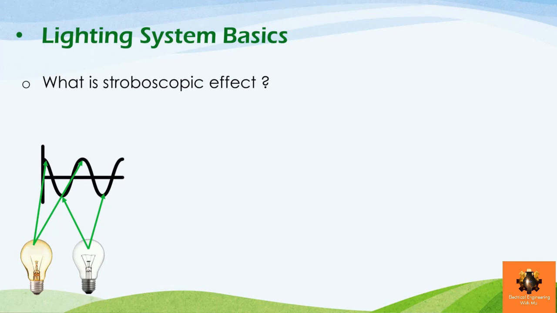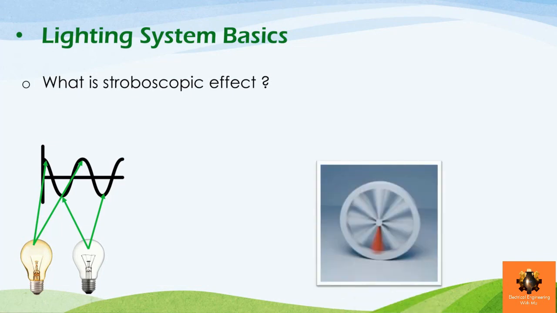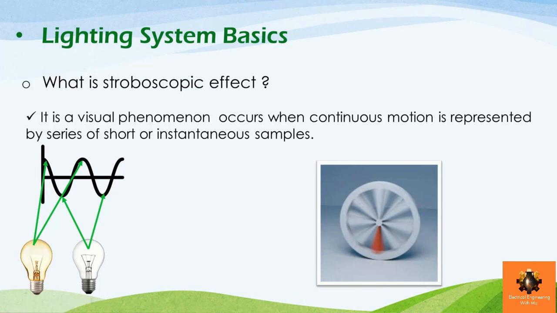But the thing here is that when light with this frequency falls on some rotational parts with higher frequencies also, those parts may appear to be rotating in the reverse direction. And for that you will get a wrong vision of some moving objects in that case. And this is the stroboscopic effect, which is a visual phenomenon that occurs when a continuous motion is represented by a series of short instantaneous samples.